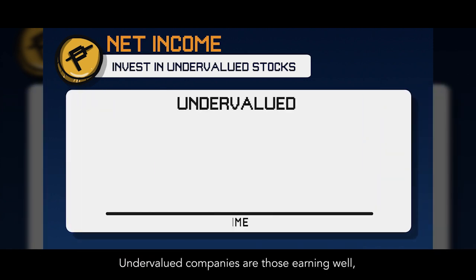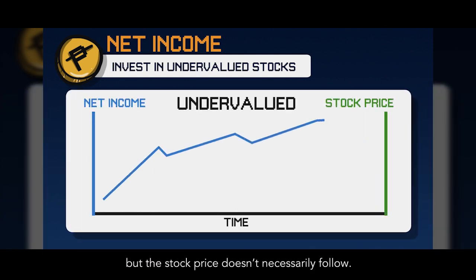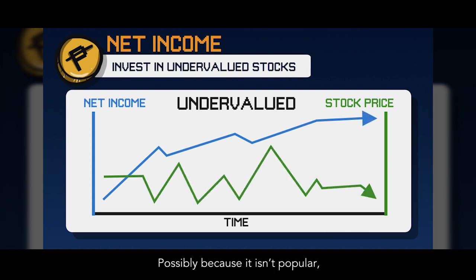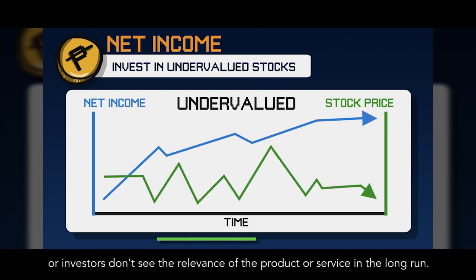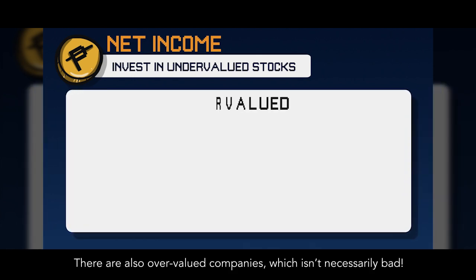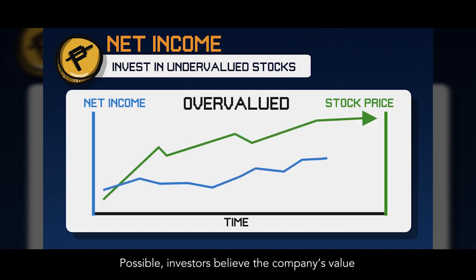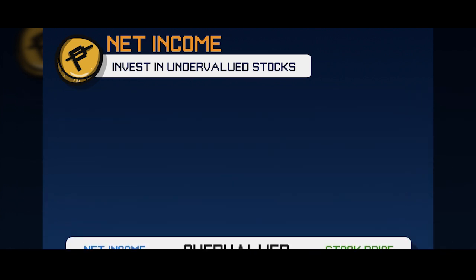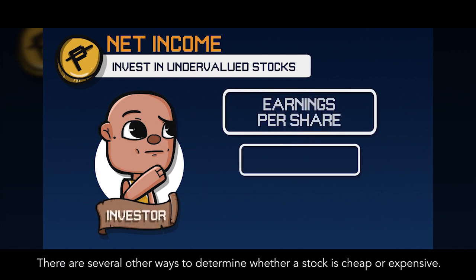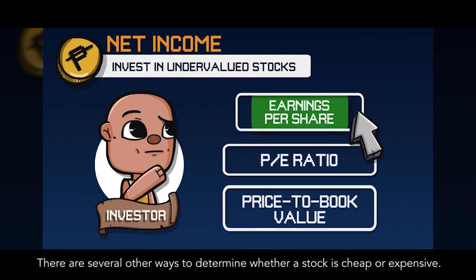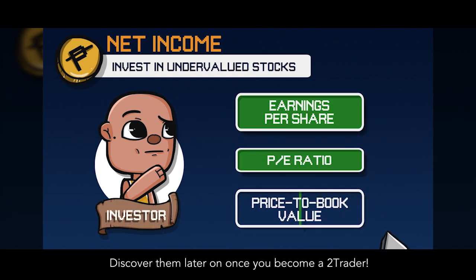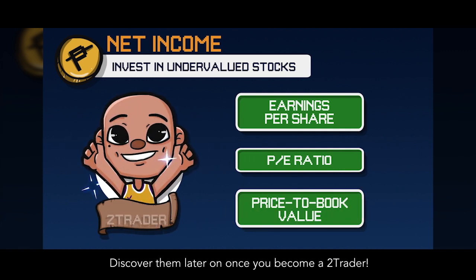Undervalued companies are those earning well, but the stock price doesn't necessarily follow. Possibly because it isn't popular, or investors don't see the relevance of the product or service in the long run. Meron din companies na ino-overvalue ng market, which isn't necessarily bad. Possibly, investors believe lalo pang tataas ang value nito over time. There are several other ways to determine whether a stock is cheap or expensive. Discard them later on once you become a Learn2Trader.